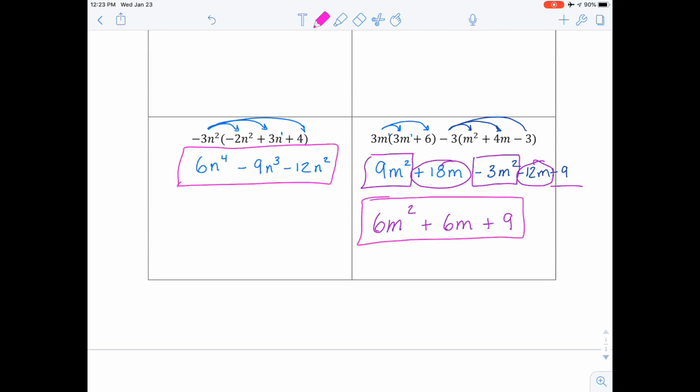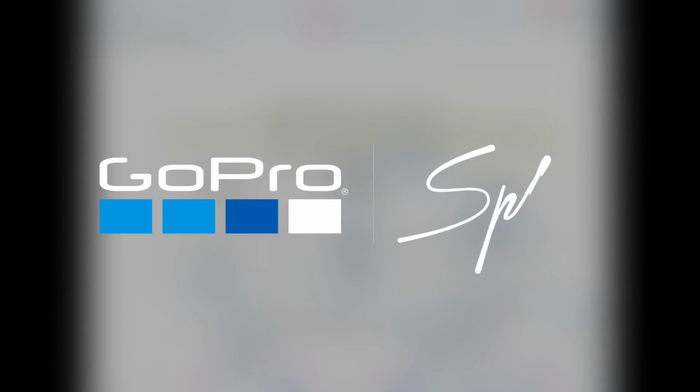Okay, so biggest thing, when you're multiplying, you add the exponents. When you're adding, you just add the coefficients. And that is it.